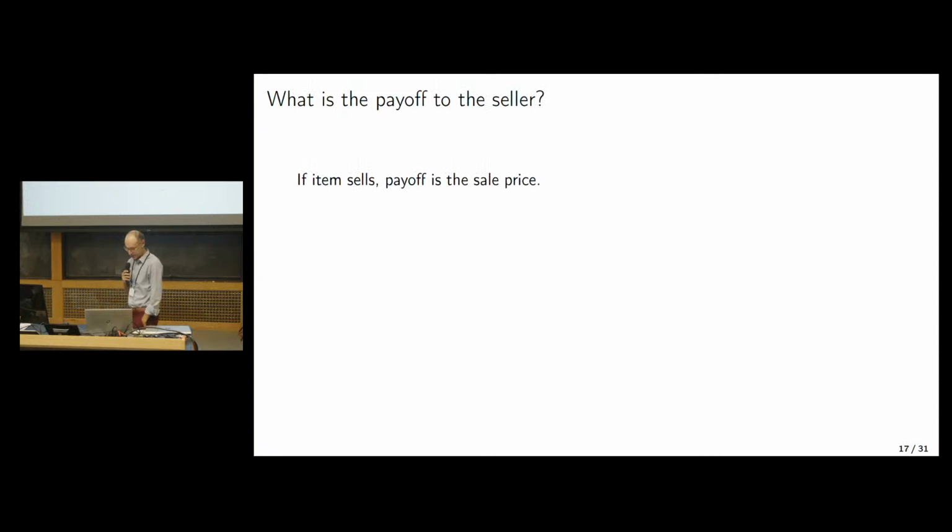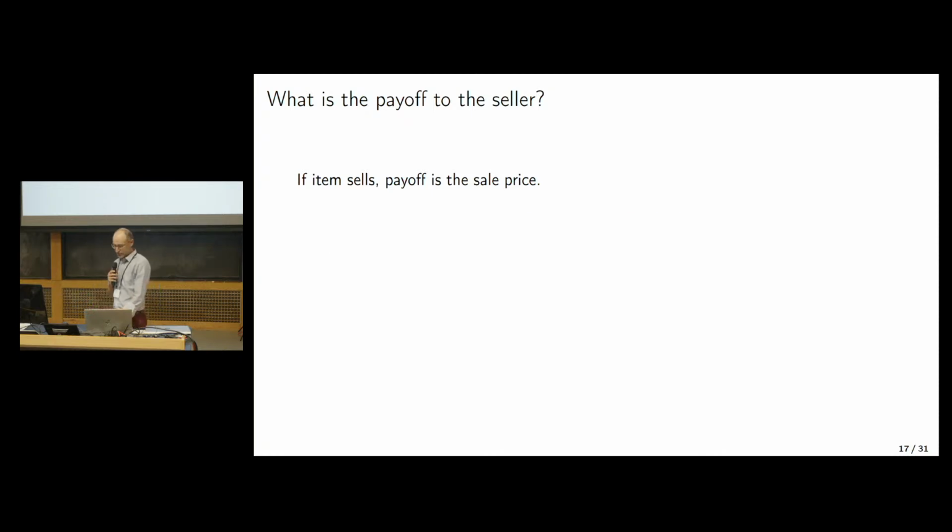Okay, so before I tell you what the agent is doing, I have to tell you what the agent is maximizing. And it's maximizing this payoff. So what is that payoff? In the case in which the item sells, the payoff is clear. The seller doesn't have an antique brass urn anymore. They have some amount of money. So their payoff is whatever amount of money they have in their hand.